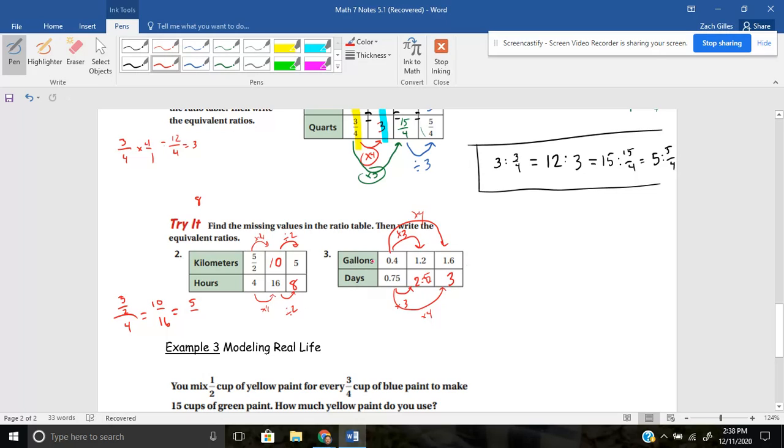Okay. And again, rewrite those equivalents. So 0.4 to 0.75 is equivalent to 1.2 to 2.25, which is equivalent to 1.6 to 3. And maybe it's like for every 3 days that you drive, you use 1.6 gallons. Maybe you're not going very far, right?